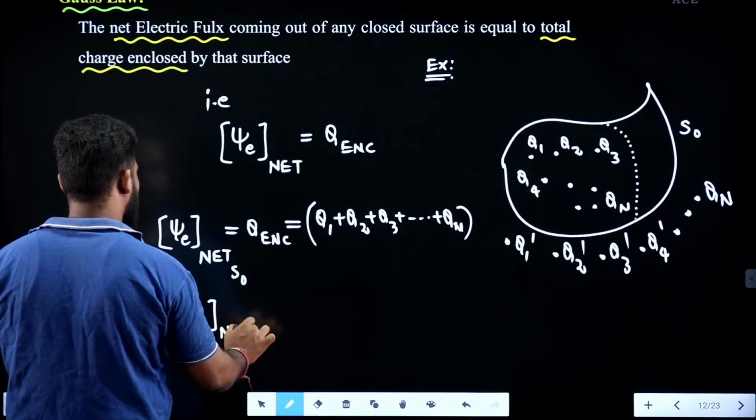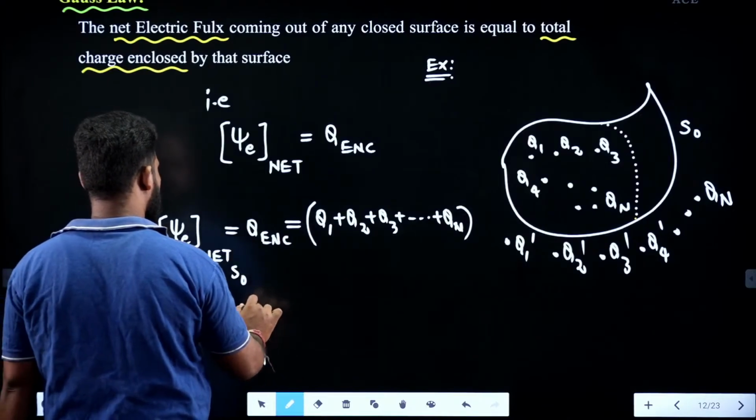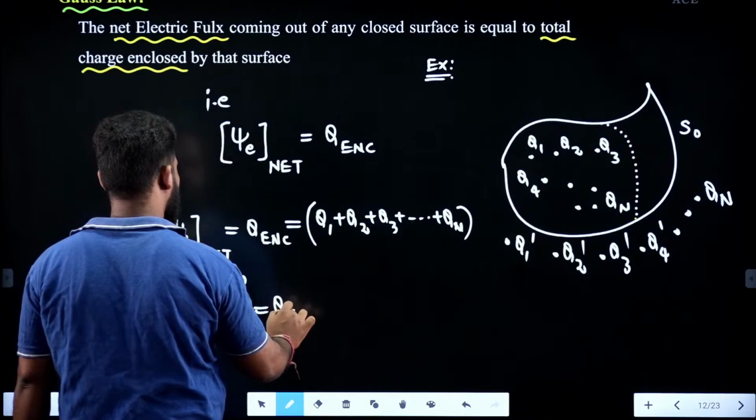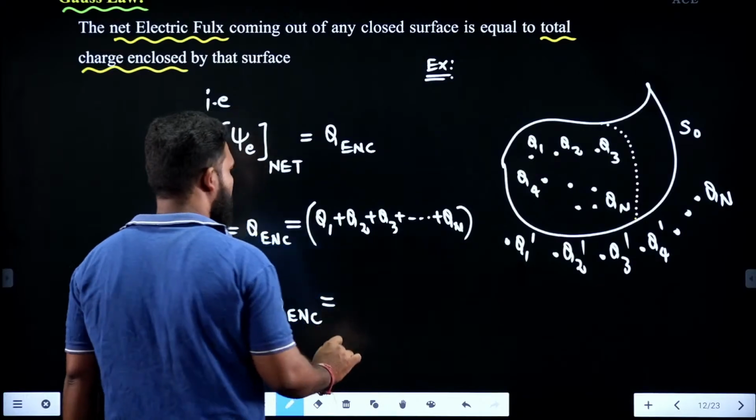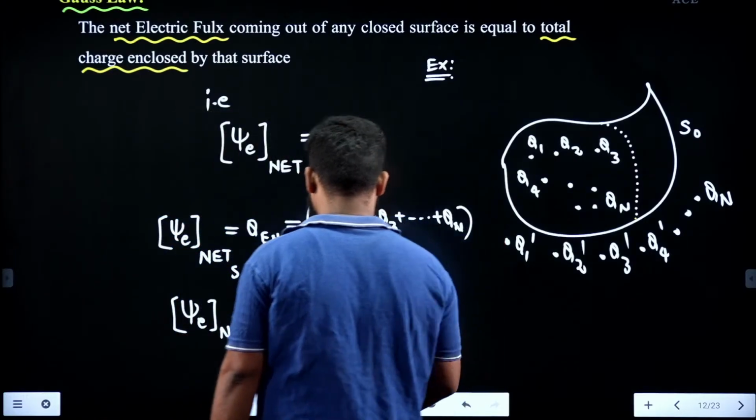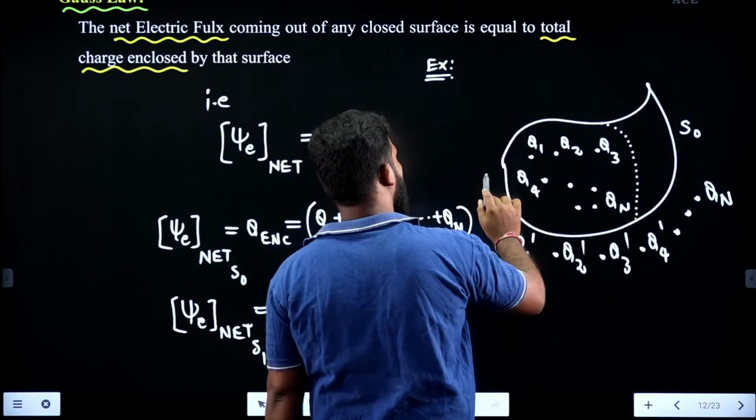Now let us take the net electric flux of S1, which is equal to the charge enclosed. What is the charge enclosed by it? I will consider one more surface here. Let me use some other color.